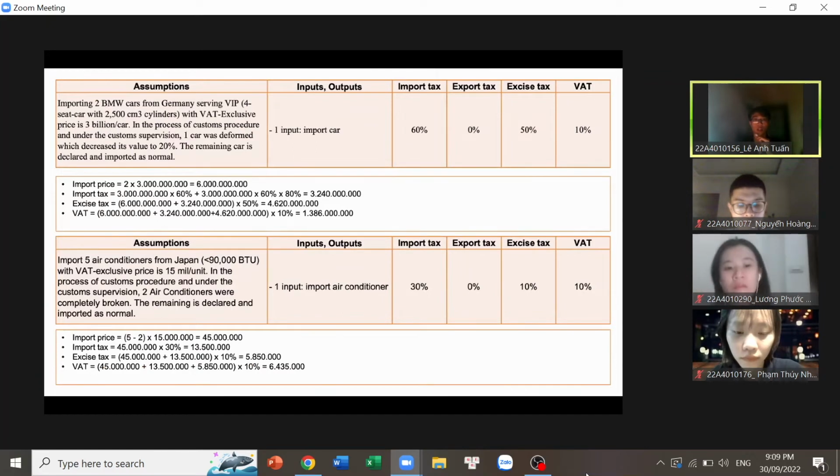Second assumption, import price 6 million Vietnam dong. Import tax is 3.2 billion. Excise tax is 4.6 billion, and VAT is 1.3 billion Vietnam dong. Can you see the third assumption? Import price is 45 million Vietnam dong. Import tax is 30.5 million dong. Excise tax is 5.8 million dong, and VAT is 6.4 million dong.